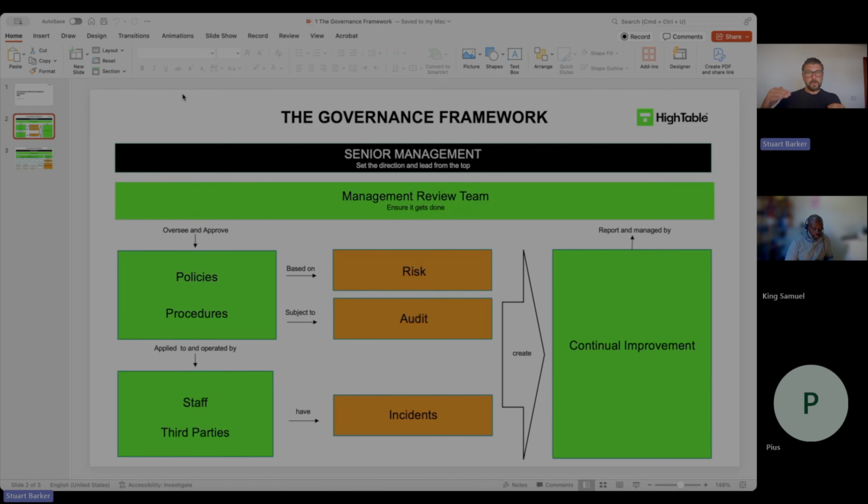We've got our policies, we've got our procedures, we're basing them on risk, we're subjecting them to internal audit, and that is going to lead into continual improvement. We also know that staff and third parties have incidents. What do I mean by incidents? Incidents are deviation from the norm. We know that it may be that somebody's going to tailgate. It may be that somebody's going to leave something on a bus, leave something on a train, in terms of a laptop.